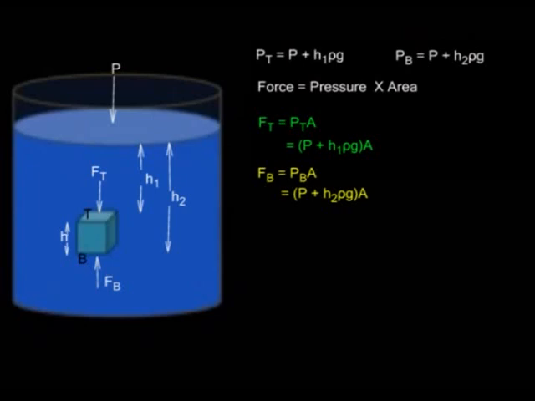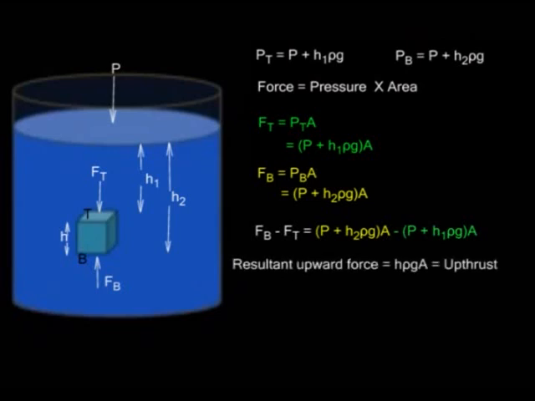The resultant upward force on the solid is given by Fb minus Ft, which is equal to (P plus H2 rho G) into A minus (P plus H1 rho G) into A. Therefore, the resultant upward force is H rho G A, where H is equal to H2 minus H1. This resultant force is the upthrust U.